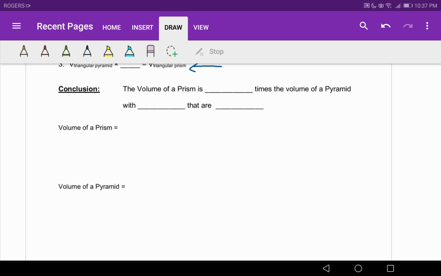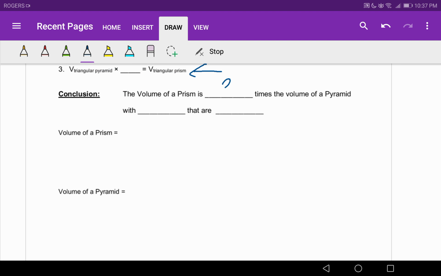So the volume of a prism is 3 times the volume of a pyramid with sides that are equal. Meaning, for the cylinder and the cone, that the diameter and the height are equal to each other. So let's now come up with a formula for the volume of a prism. I know we can use the formula sheet here, but let's try to think of what our formula would be for the volume of a prism.